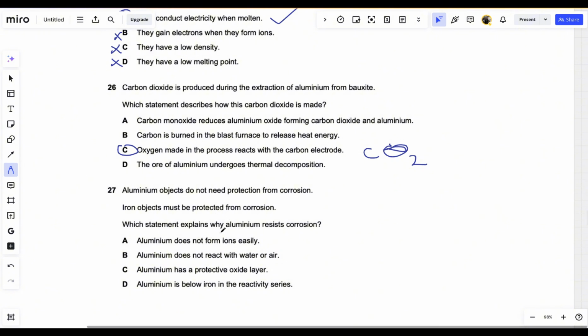Which statement explains why aluminium resists corrosion? Aluminium does not form iron easily. Could that be the answer? No. Aluminium does not react with water or air. Could that be the answer? Aluminium has a protective oxide layer. Yes, because naturally aluminium has a protective oxide layer. Please take note. When they ask you in the exam why it does not need protection from corrosion, you say because it already has a protective oxide layer. We go to 28.